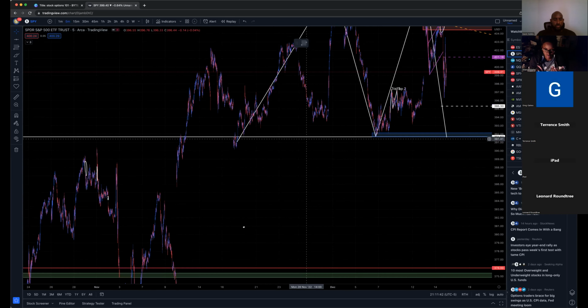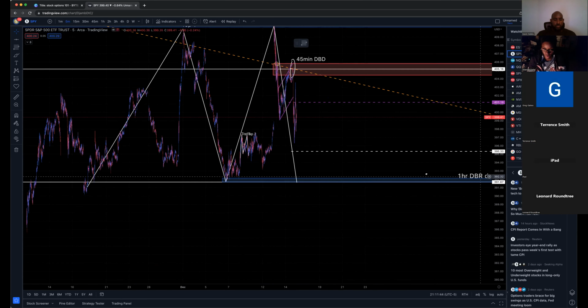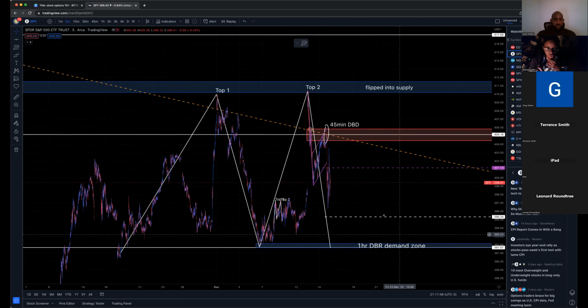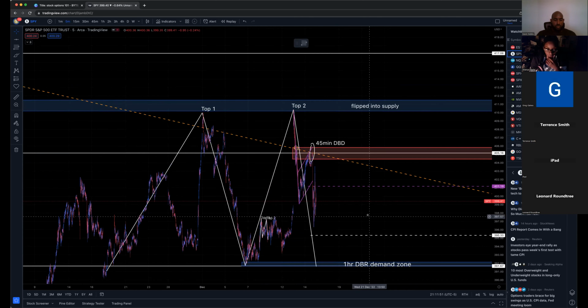demand zone right here, I got a little small blue 1 hour demand zone here. Again, this is just understanding, it's kind of support and resistance on crack. Much better way to trade and understand how the banks move. The banks are not moving off support and resistance. They're moving off supply and demand.